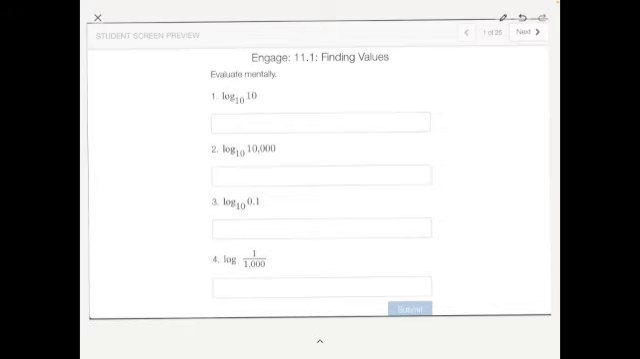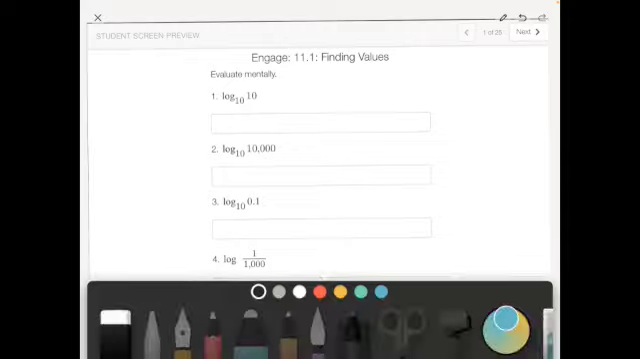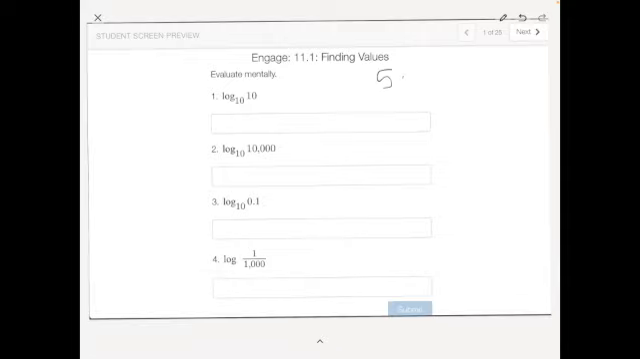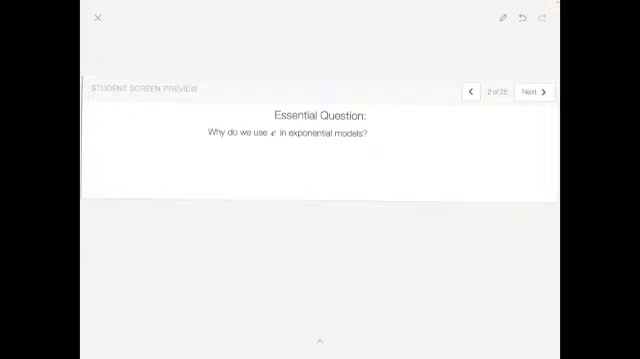So screen 1 is an engage question with 4 questions. You don't want to spend any more than just 5 minutes max answering these questions. So you should be able to look at log base 10 of 10 and evaluate it. What is that equal to? So you're going to do that for each of those 4 questions.